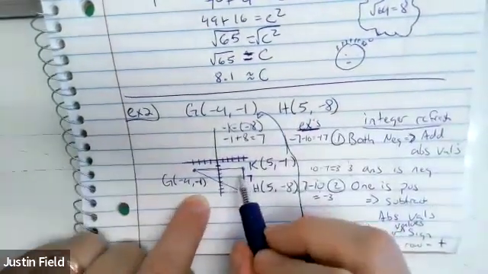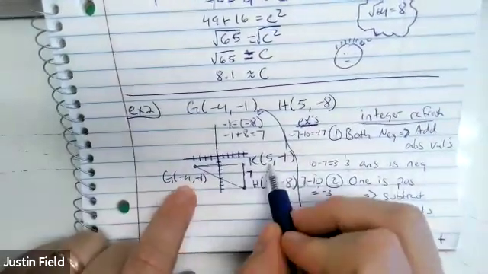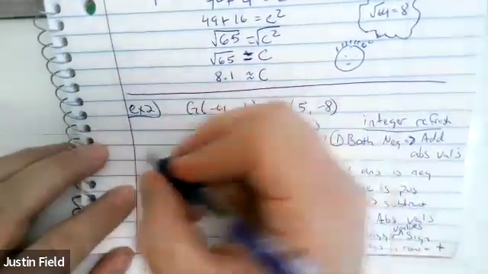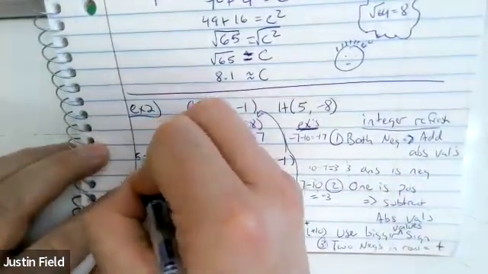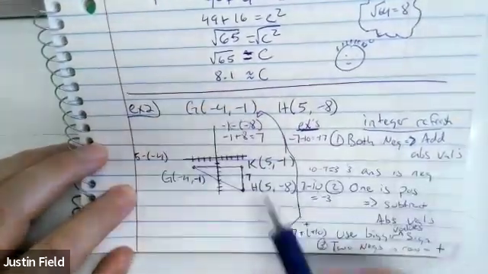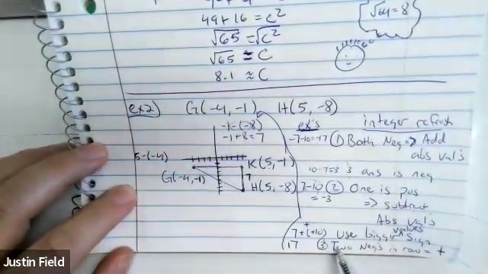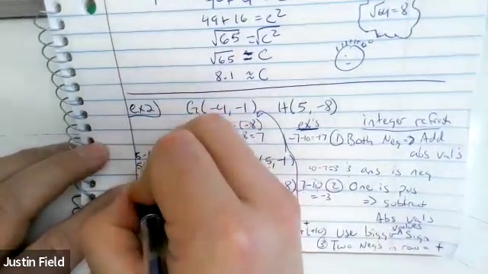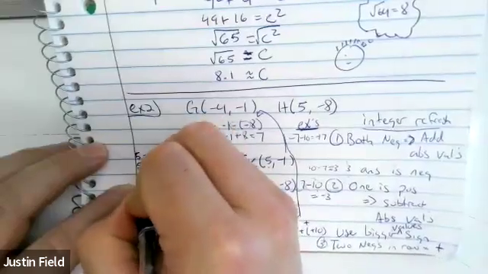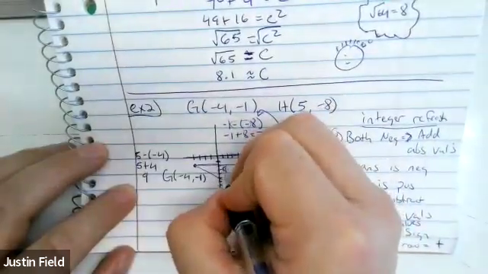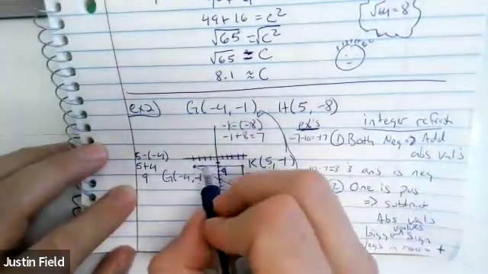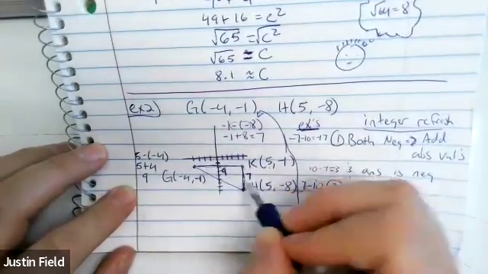Now the horizontal numbers. I have the x values, so 5 minus negative 4. Again, I can use rule number 3: two negatives in a row make a plus sign. So 5 minus negative 4 becomes 5 plus 4, which is 9. So now I have 9 for my horizontal and 7 for my vertical.